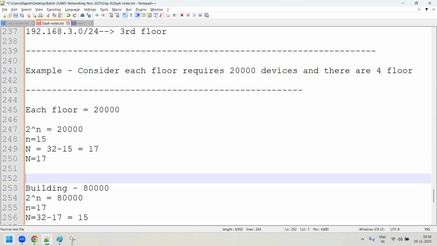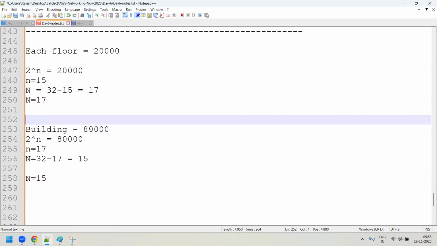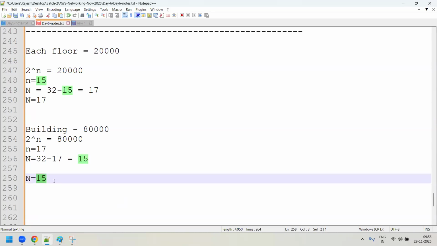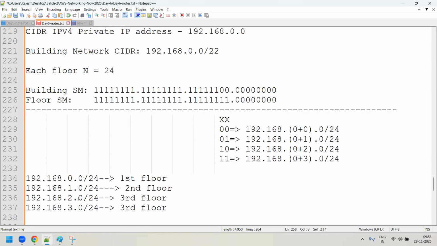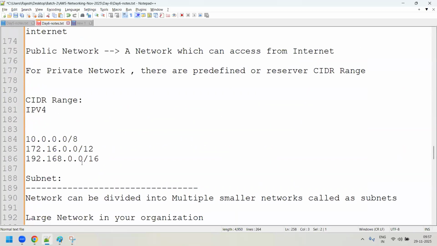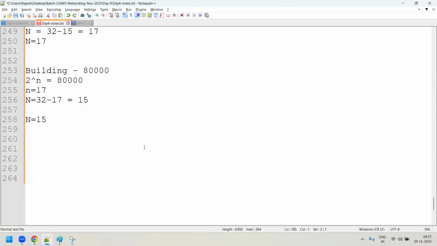Am I clear, sir? Because we are designing for the whole building, I need to select one IPv4 private range which supports my entire building, the entire 80,000 devices it has to connect. But each floor is 20,000. So now I got the value N. Can we check in a private range which value of N is less than 15? Here this is 16, which is greater than 15, so I can't choose this network. So next is which one? Either I can go with this or with this. Did you understand, guys? Because here the value is 15.